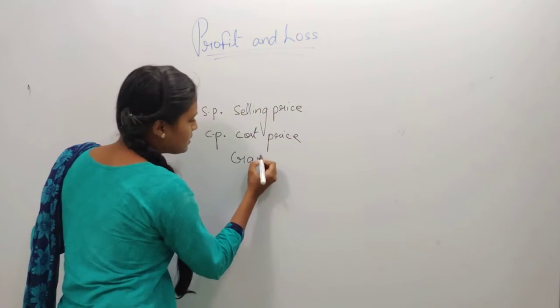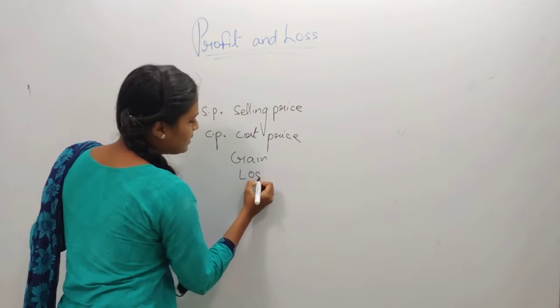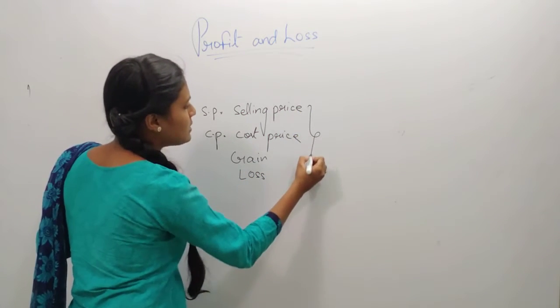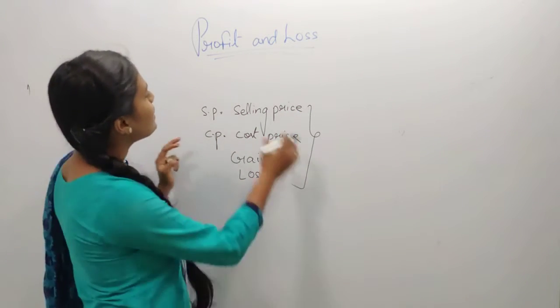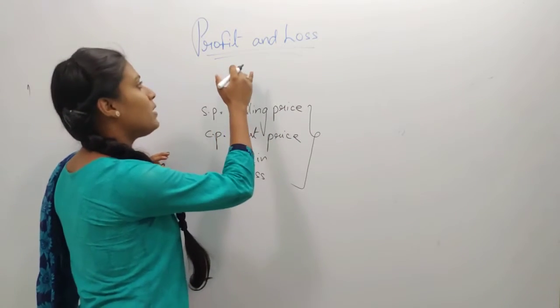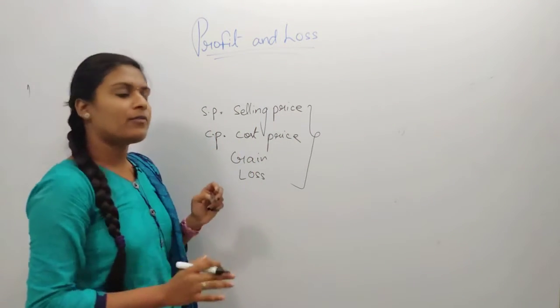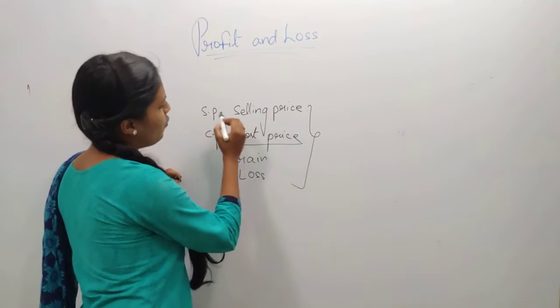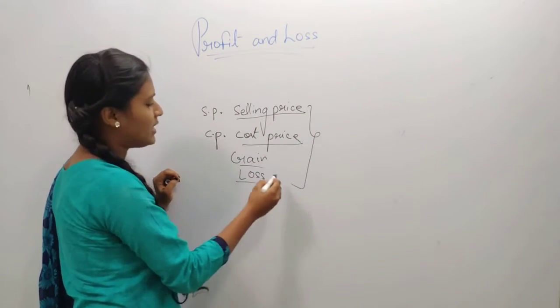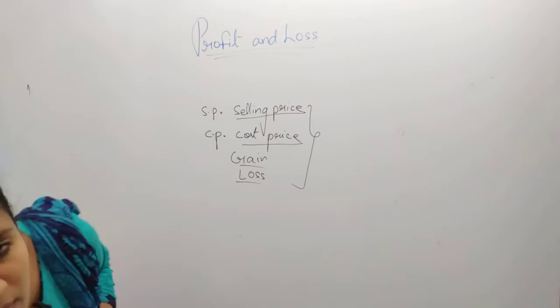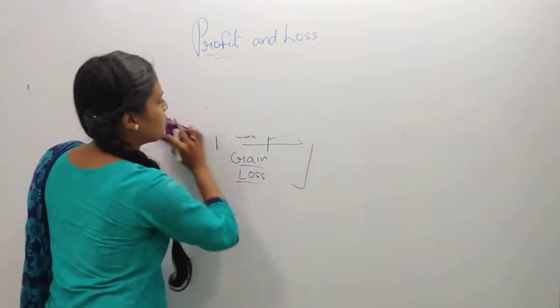Gain and loss, these all will come in this chapter. Before going deeply into profit and loss, what you have to know is: what is cost price, what is selling price, what is gain and what is loss. Okay, let's see what is selling price and what is cost price.